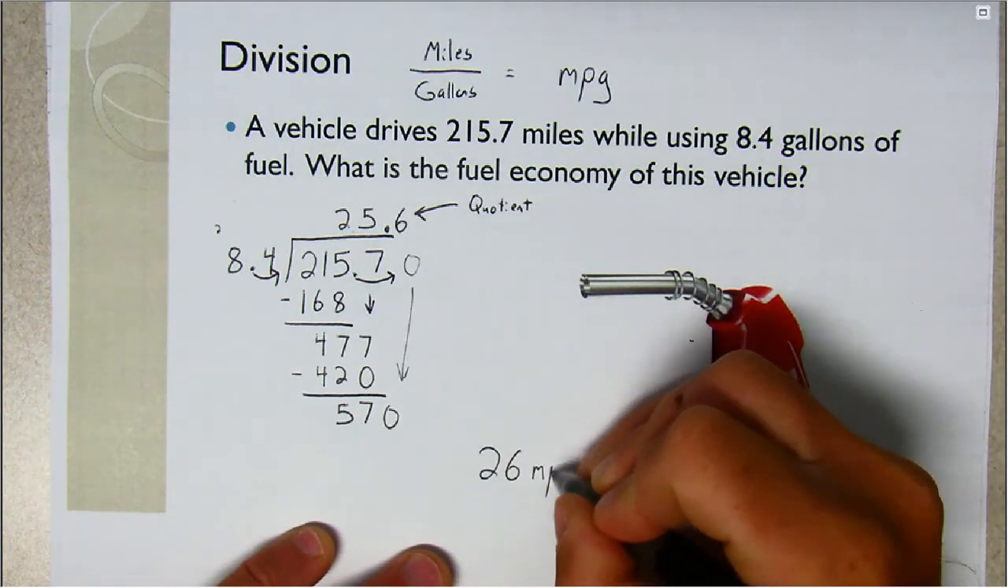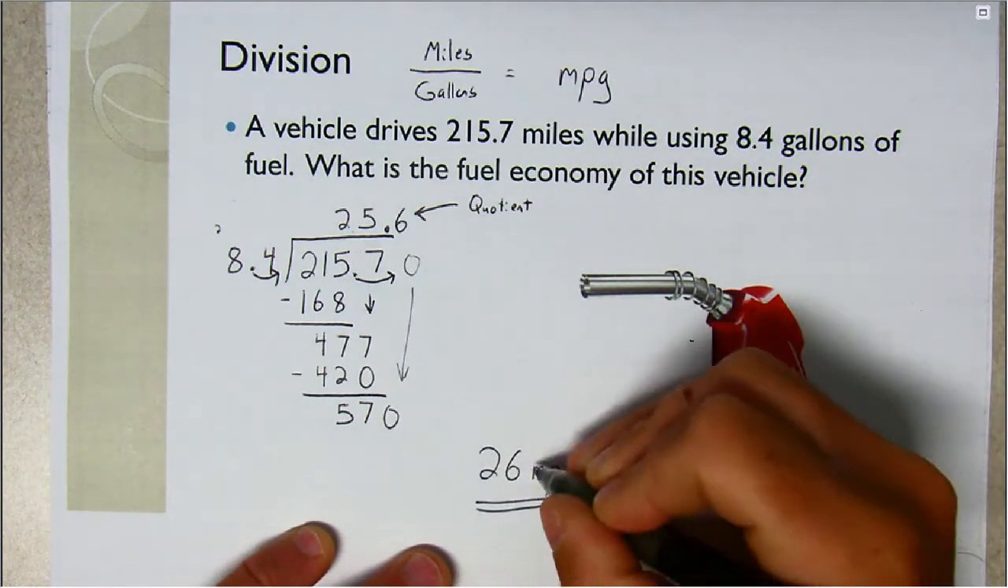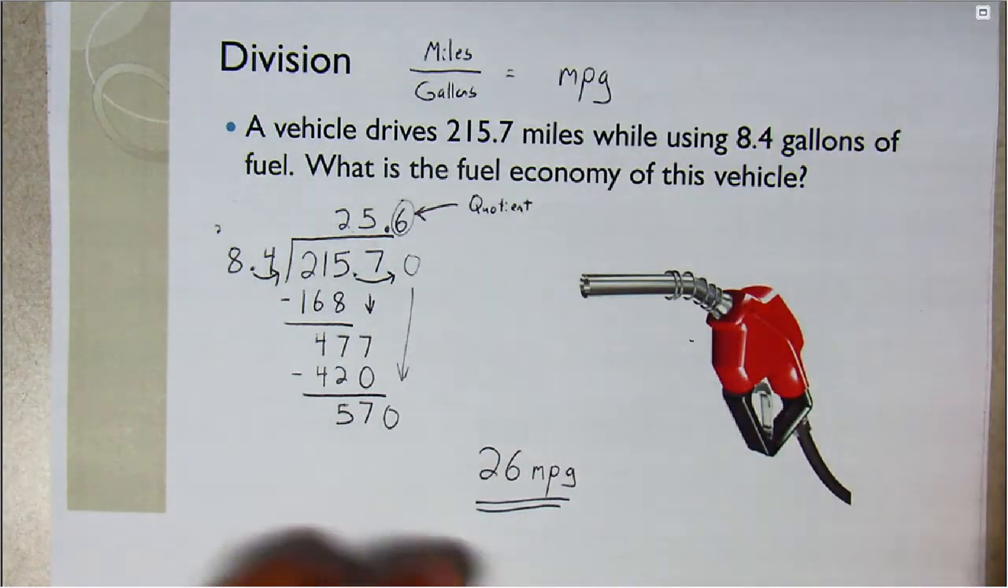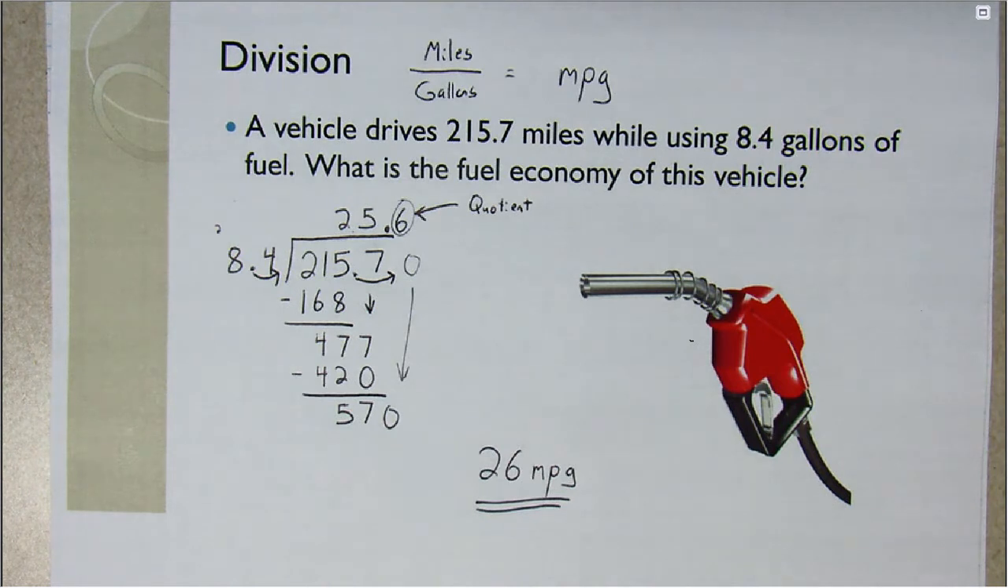miles per gallon. And we can round that up to 26 because we found our first decimal point, and that is enough to send the 5 up to a 6. If we wanted to know more specifically than that, probably, realistically, we'd get a calculator.